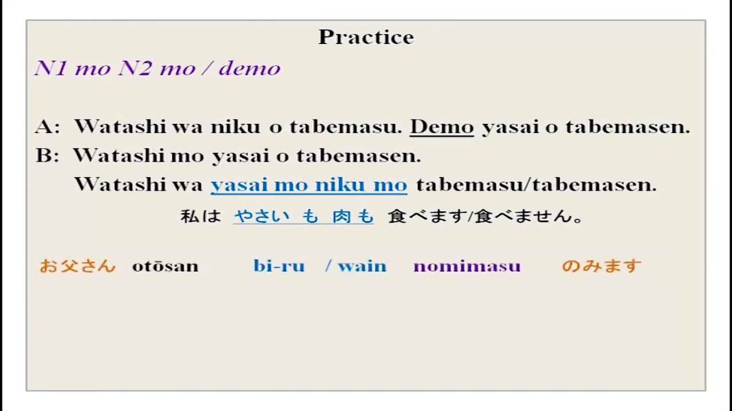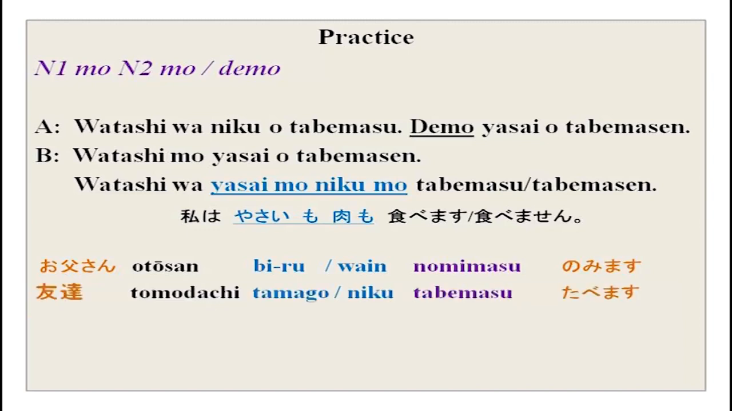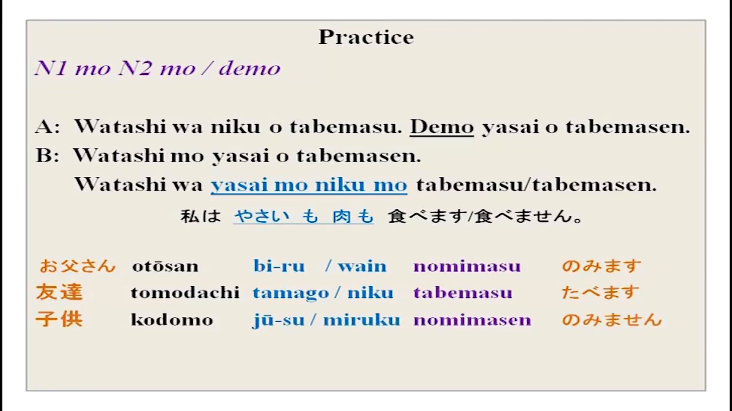Oto-san wa biru mo wine mo nomimasu or nomimasen. Tomodachi wa tamago mo niku mo tabemasen or tabemasu. Kodomo wa juice mo milku mo nomimasen or nomimasu, whichever you want to choose. But you will see that these two things belong to the same category.